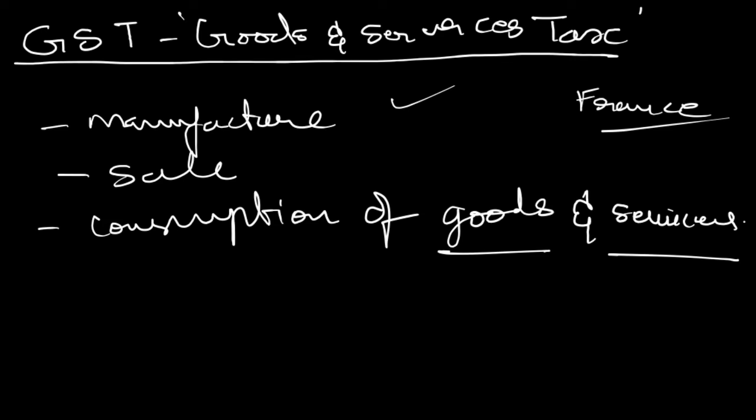So GST is an indirect tax in lieu of tax on goods. What tax on goods? Excise. And tax on service in lieu of. In lieu means in addition. So GST is just like a state level VAT, which is levied as tax on sale of goods only, not service. So GST can be just like a state level VAT.